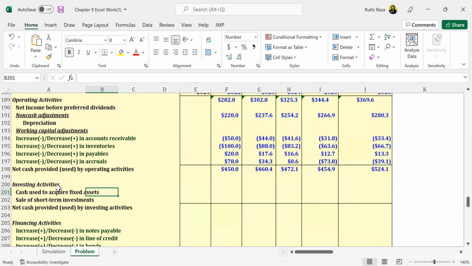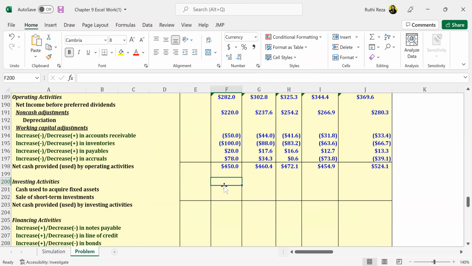All right, next, cash used to acquire fixed assets. So whenever you spend cash to get more fixed asset, you are actually spending money. So the sign should be negative. Whenever you sell your fixed assets, then the sign should be positive. In other words, increase in fixed assets should be your negative investing cash flows. Decrease in fixed assets should be your positive investing cash flows.